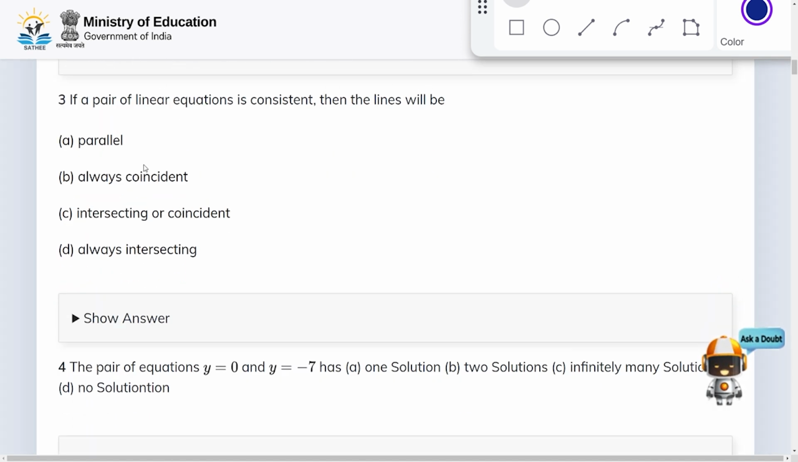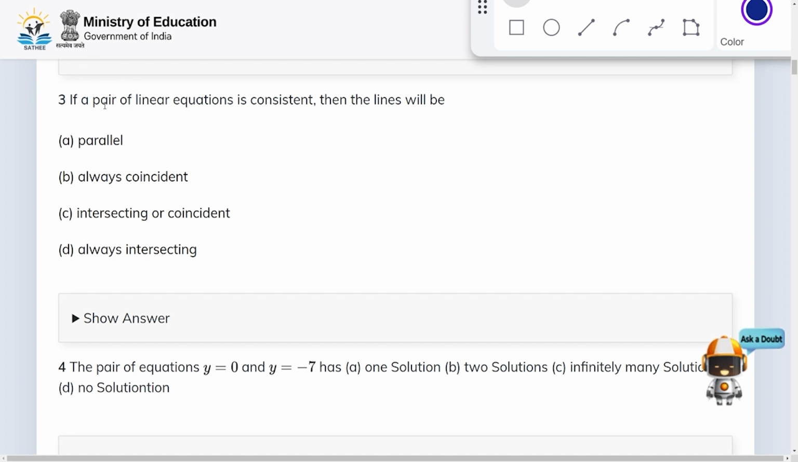So in question number 3 here we have: if a pair of linear equations is consistent. So when is a pair of linear equations called consistent? You know, when a pair of linear equations has a solution, at least one solution, then the pair of linear equations is called a consistent pair of linear equations. Okay, so here it is given to us, if a pair of linear equations is consistent, then the lines will be what? So here we have been given 4 options. In option A we have parallel, in option B we have always coincident, in option C we have intersecting or coincident, and in option D we have always intersecting.